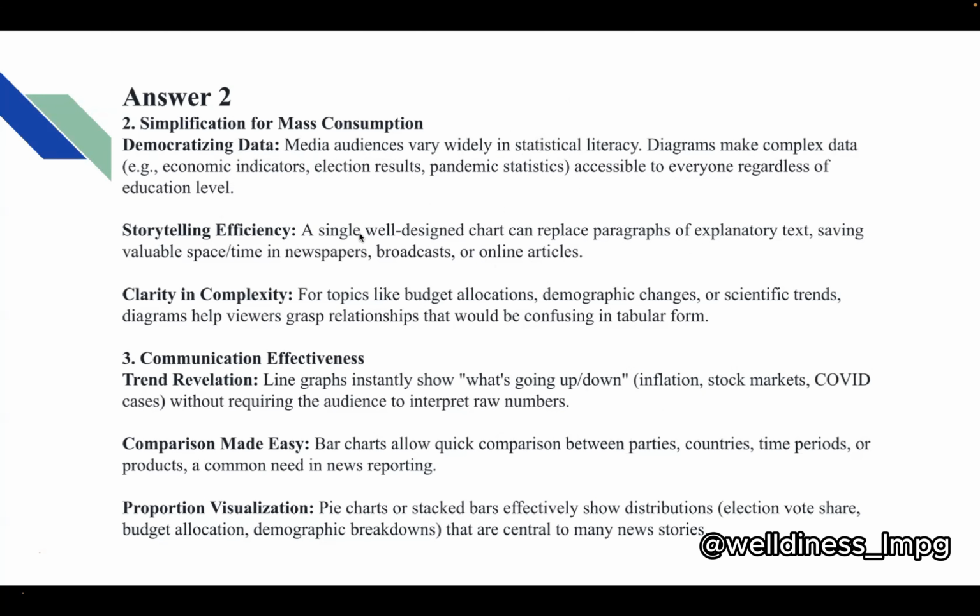Now, storytelling efficiency: a single well-designed chart can replace paragraphs of explanatory text, saving valuable space and time in newspapers, broadcasts, or online articles. Clarity in complexity: for topics like budget allocations, demographic changes, or scientific trends, diagrams help viewers grasp relationships that would be confusing in tabular form. This is so true.